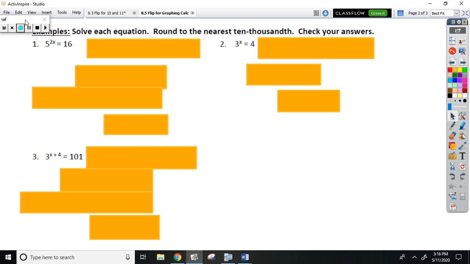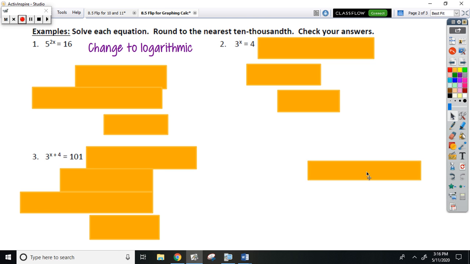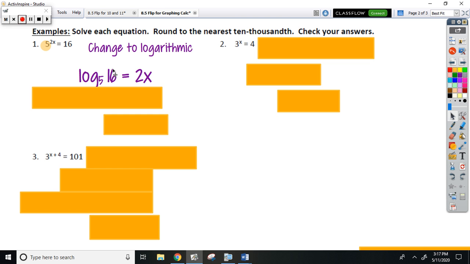Now, another thing I wanted to show with the graphing calculator, especially if you have the newer one, is back to examples 1, 2, and 3 from the notes. In the notes, I told you to take the log of both sides, and that works 100%. But I wanted to show an alternate method, which is useful if you do have the newer calculator. The alternate method is to change from exponential form to logarithmic form. Remember when we do this that the base stays the base. So this would be log base 5, and then these two switch around. So it'd be log base 5 of 16 equals 2x.